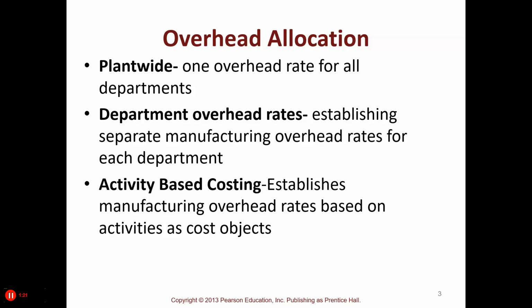Now this method is an expensive method to implement, but if you implemented it, it would really help you with identifying where the costs are, because that helps you better price your products. So it establishes manufacturing overheads based on activities as cost objectives. An example would be running the machine, assembly. You could have different parts of the process.